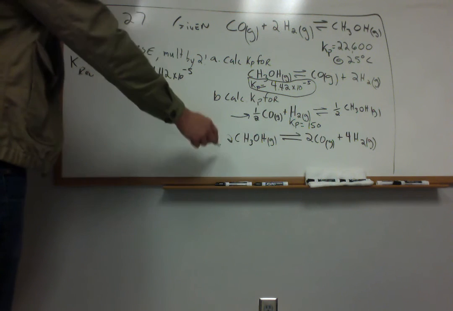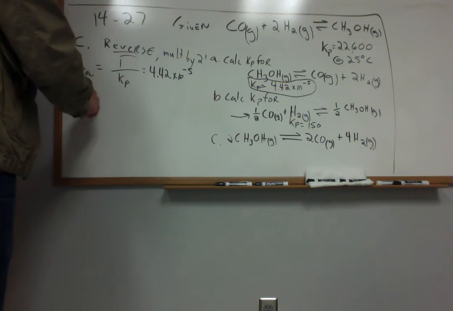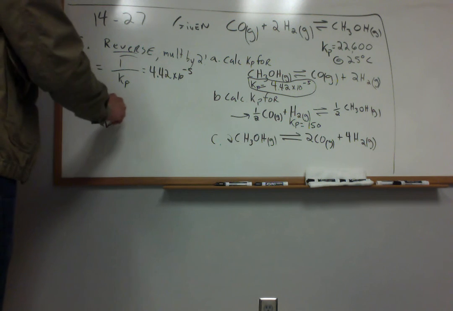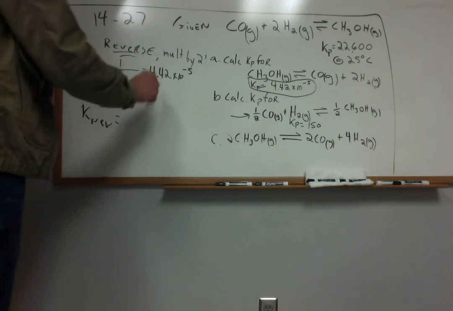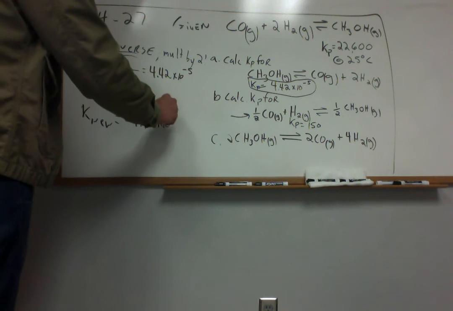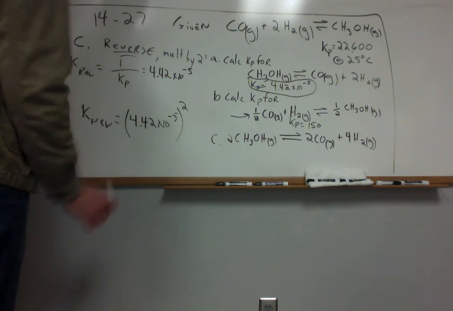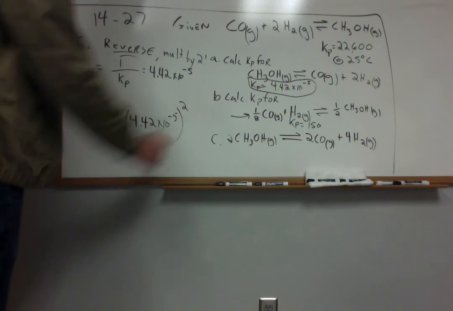Now, I also need to multiply this reaction by an integer, by 2. So what I really need to do to get my overall new K for this reaction is I take this reverse value, 4.42 times 10 to the minus 5th, and I apply that second rule that we learned about, where I raise it to the power that I multiply by.